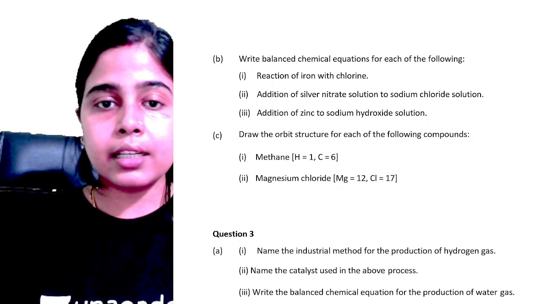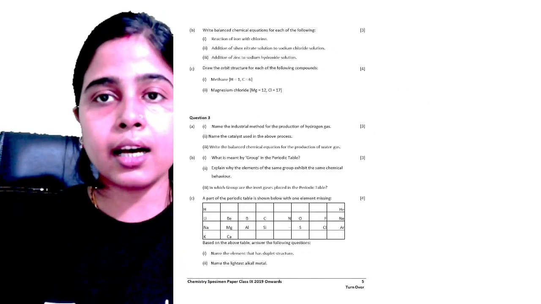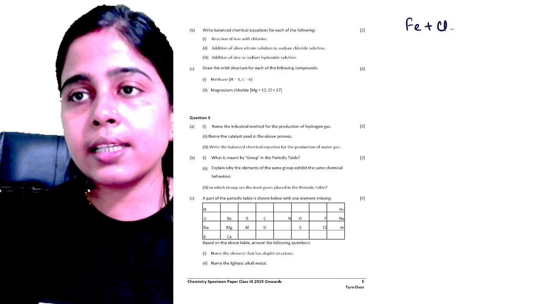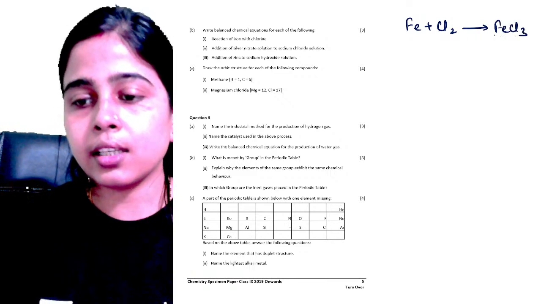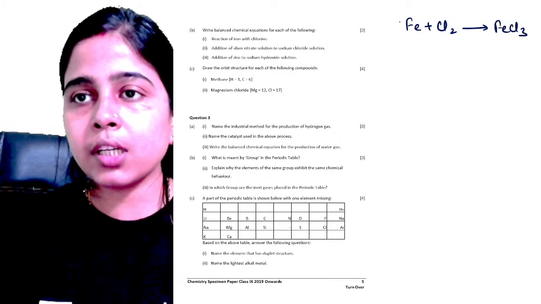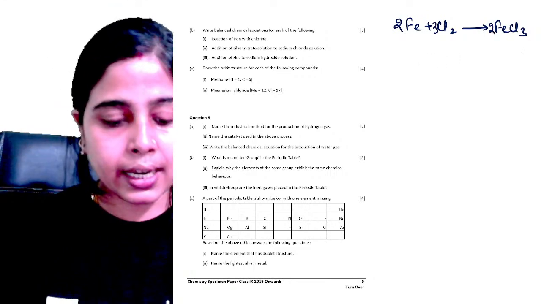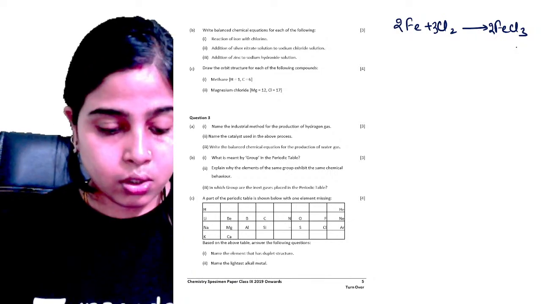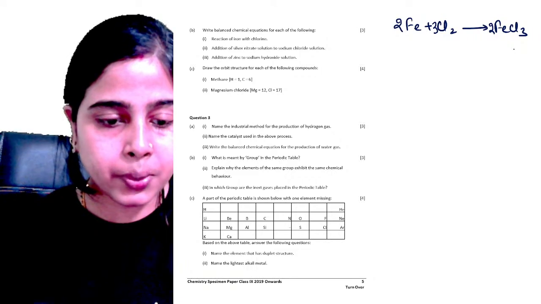Let me write the reaction for all of you. The reaction of iron with chlorine is, yes, Fe plus Cl2 gives you FeCl3. So what is the balanced chemical equation? 2 here, 3 here and here also 2. This is the balanced chemical equation. Okay, very good. You're just writing the reactants. Piyush, write the product as well.